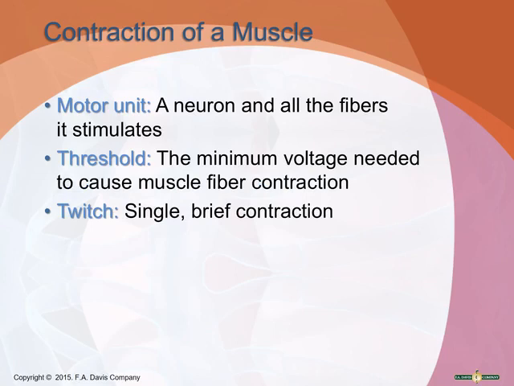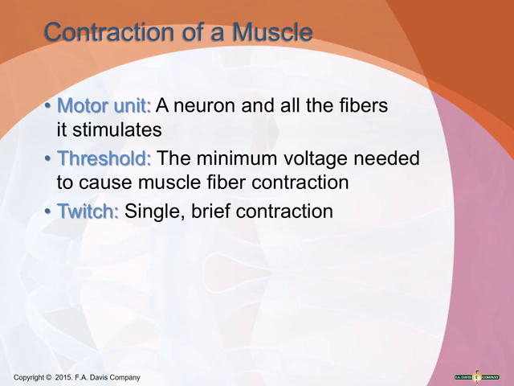So the contraction of a muscle: a motor unit is a neuron and all the fibers that it stimulates. The threshold is the minimum voltage that's needed to cause those muscle fibers to contract, and then a twitch is just a little single brief contraction. Not even really a full contraction if you think about what a muscle twitch feels like. And in order for a muscle to really contract, there's a lot of fibers that must contract at the same time. So the muscle also needs to stay contracted for longer than a split second.